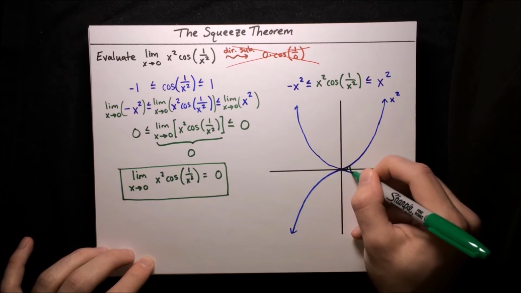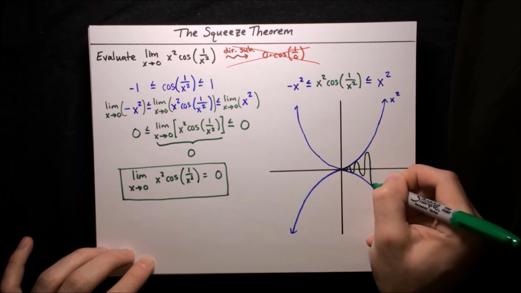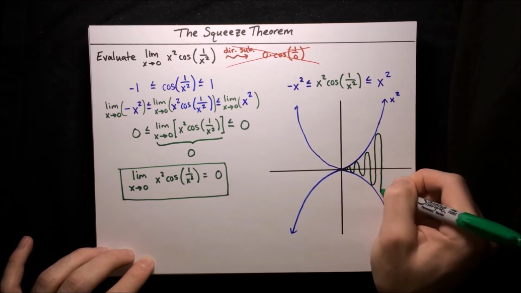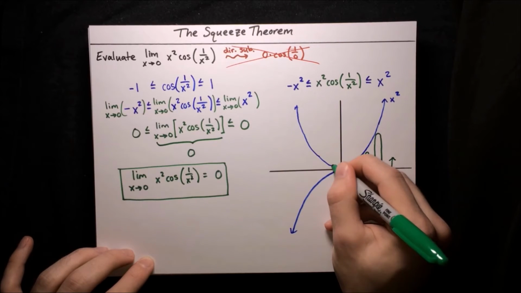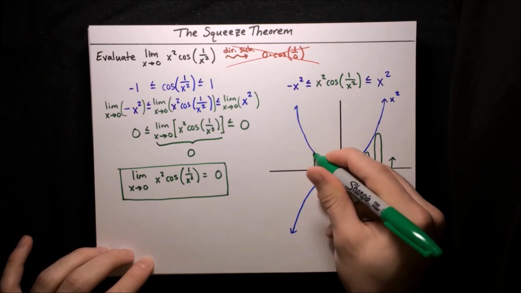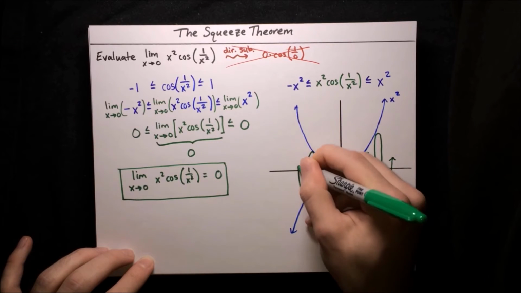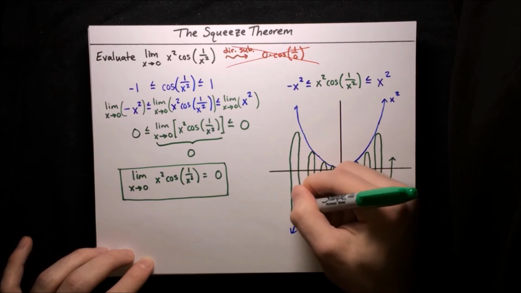So it'll be going up, down, so on, up, down, all the way like this. Same thing on the other side, up, down, up, down, up, down. Yeah, this is a pretty complicated function here.